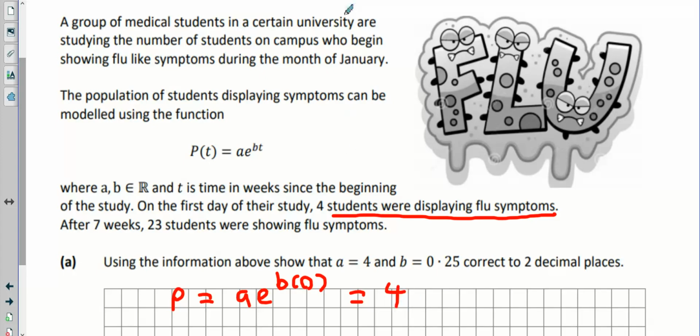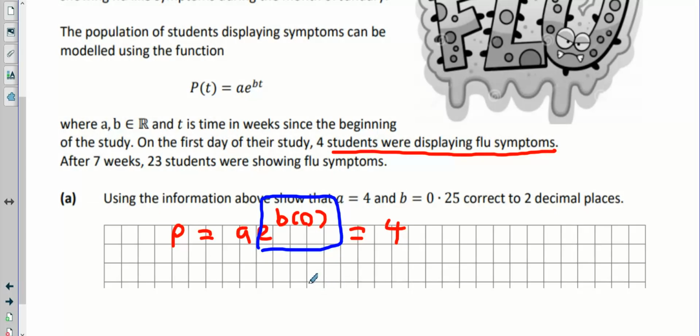Now, what is this in the calculator? E to the power 0, or anything to the power 0? 1. Hence, A equals 4. You need to show that you subbed in 0 and that you got the 4 from that. Is that okay? Now, part 2. And part 2 is not too bad either.